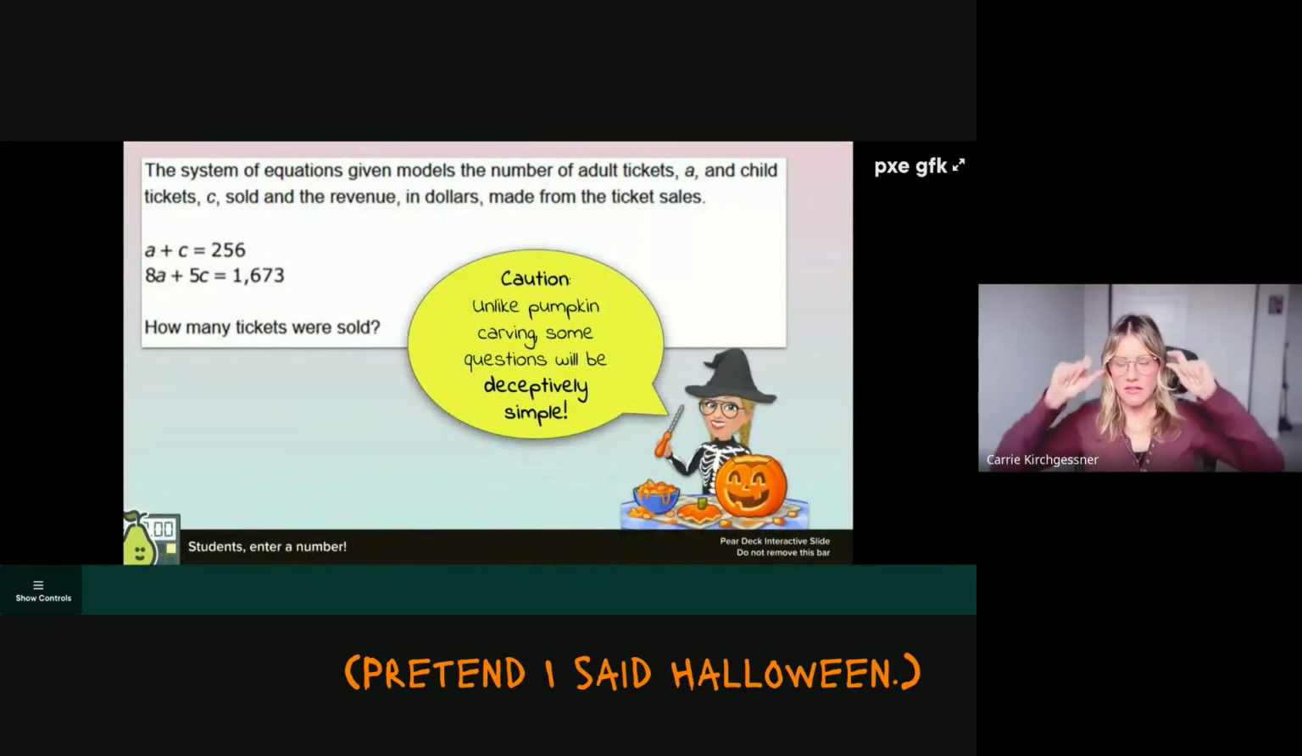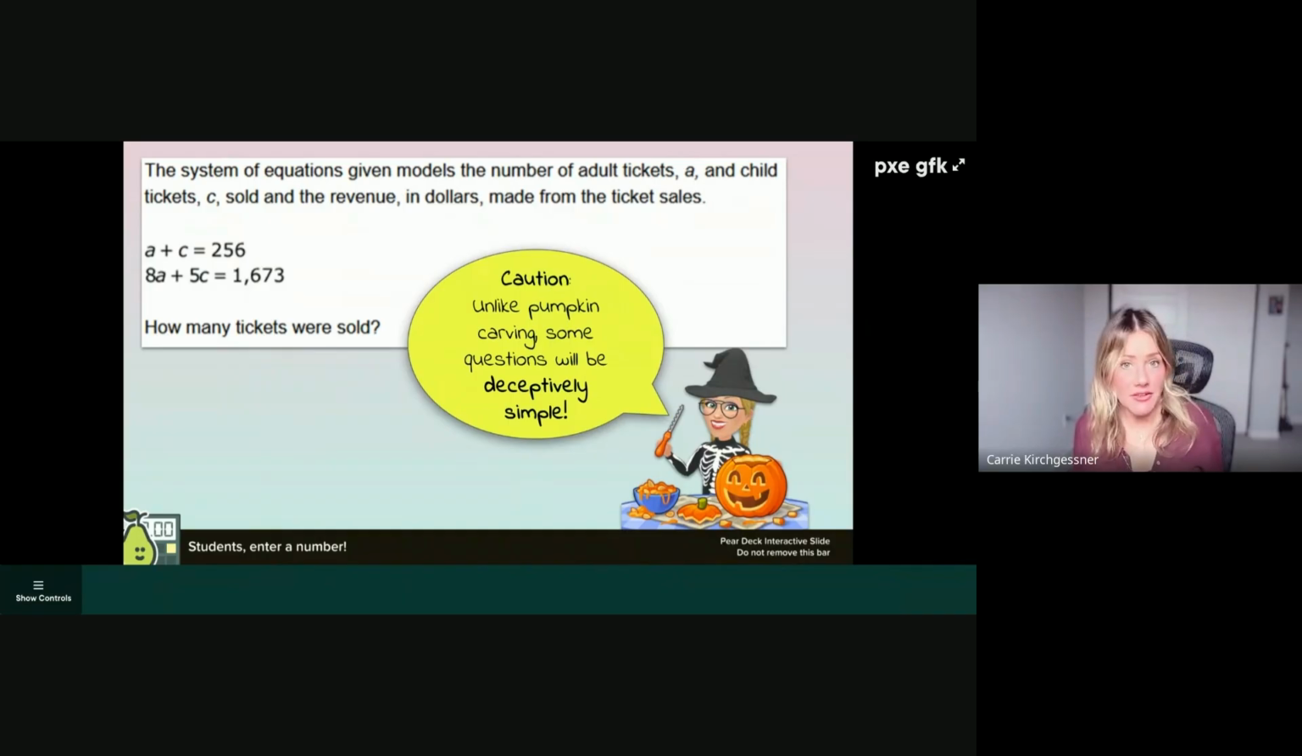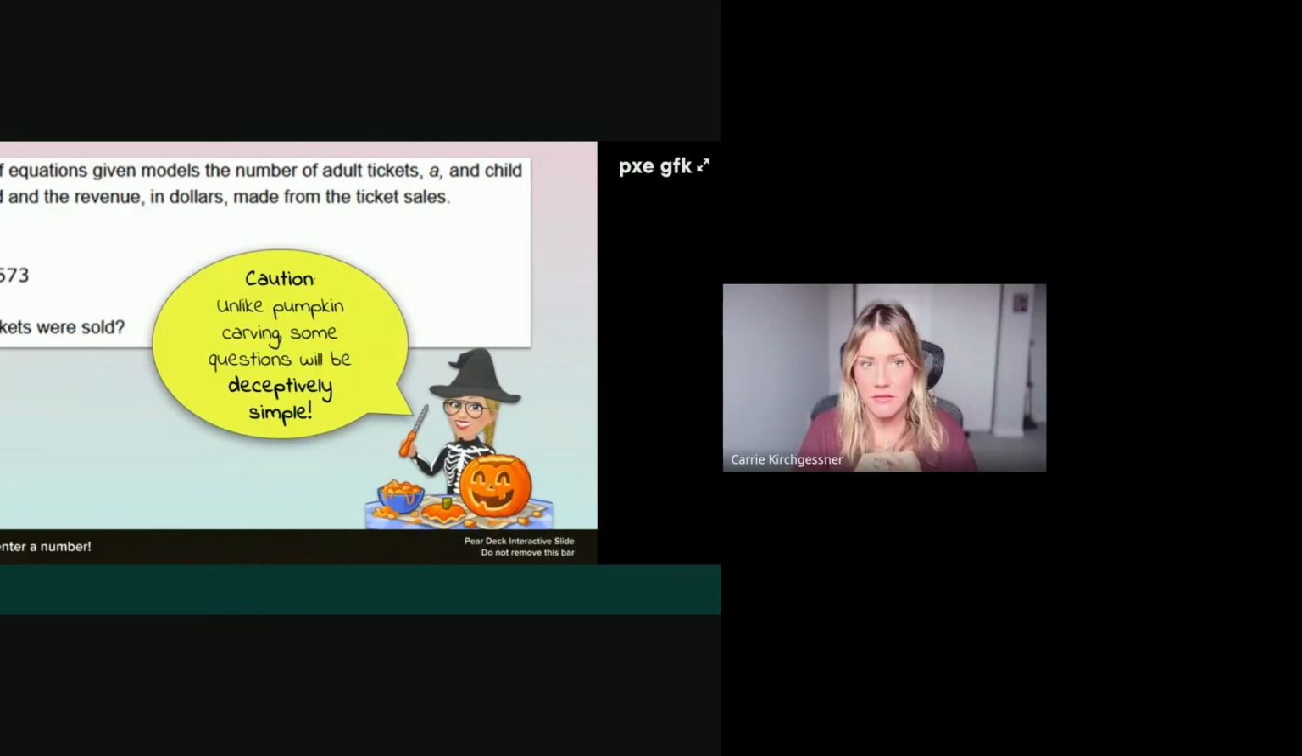All right, so let's just get right in. The system of equations given models the number of adult tickets, A, and the child tickets, C, sold, and the revenue in dollars made from ticket sales. How many tickets were sold? And I have a big hint for you on this page. Caution. Unlike pumpkin carving, some questions on this exam will be deceptively simple.